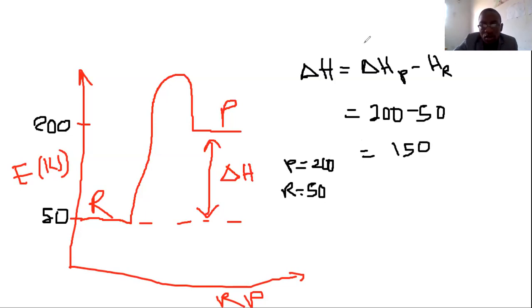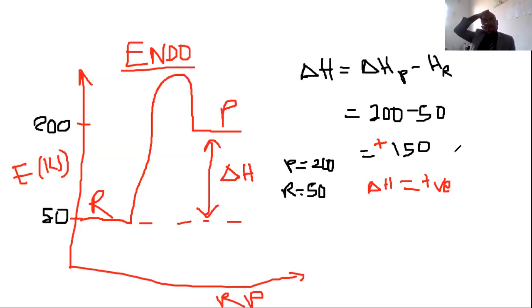150. But what is important about this 150 is that it comes with a positive sign. So we say the enthalpy is a positive value. Remember, this is an endothermic reaction. So for an endothermic reaction, our enthalpy change or our enthalpy value is always a positive. So exothermic, the enthalpy is negative, endothermic, the enthalpy value is positive. So we can also distinguish endothermic and exothermic in that particular aspect, looking at their enthalpy change.